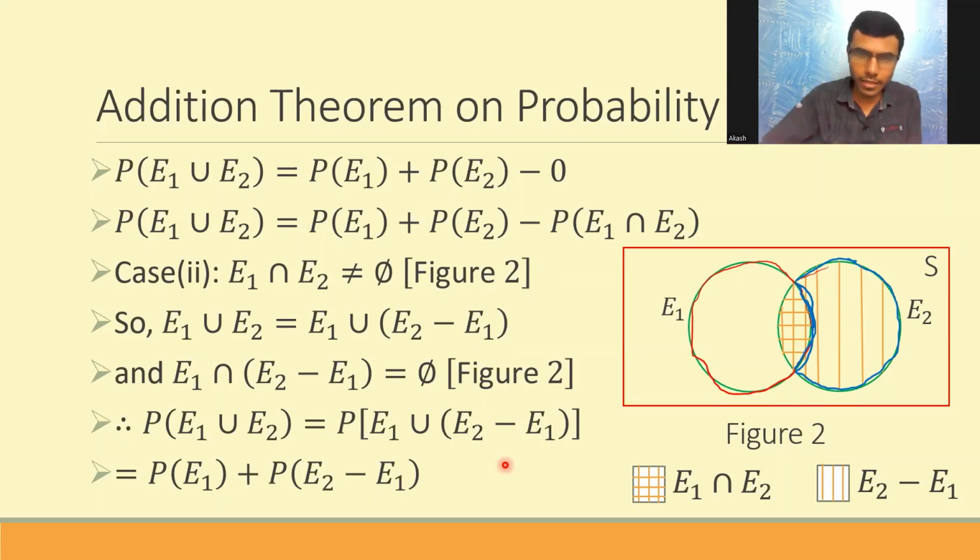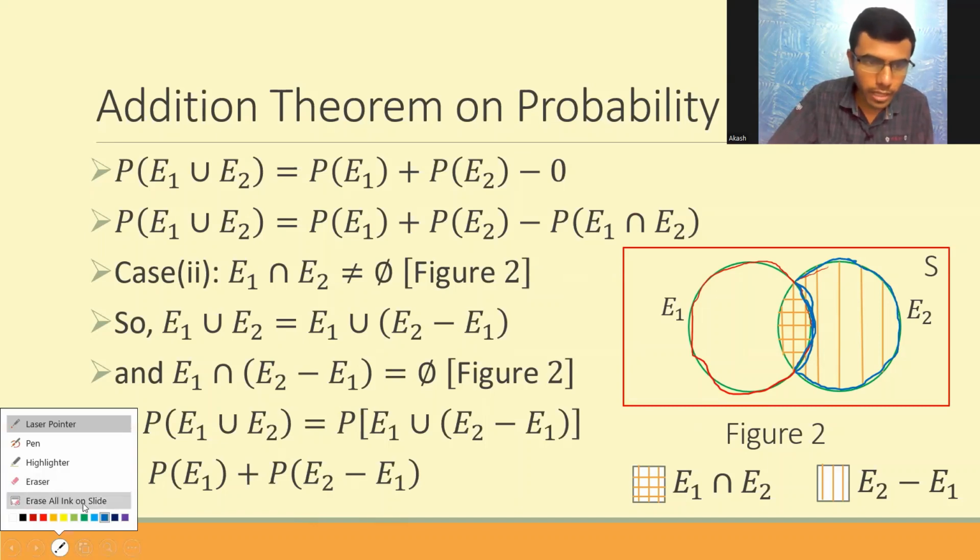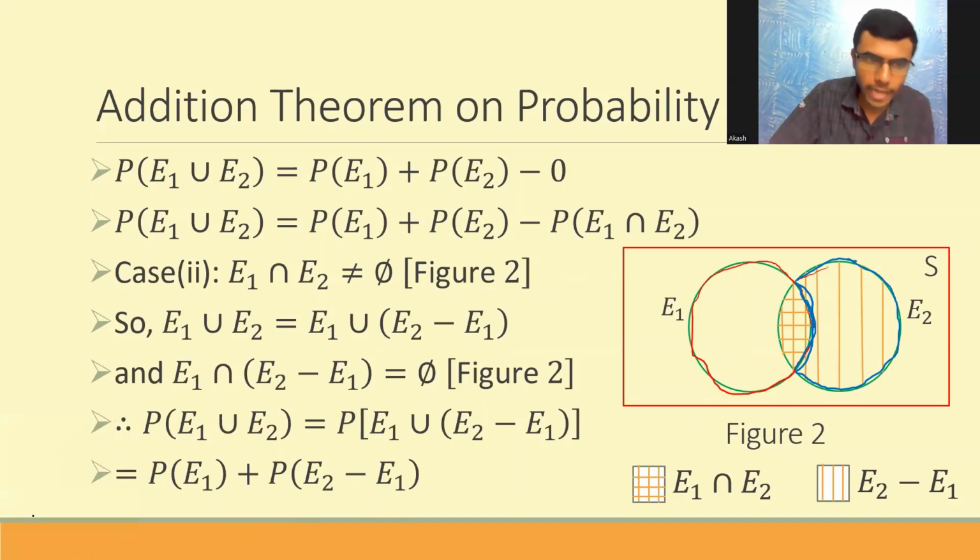Now next, what is this E2 minus E1? This blue part. You are able to see this blue part. Now this blue part I can write as something else also. How can I write this blue part? I'll use some other color. Let me take black, I think that would be good.